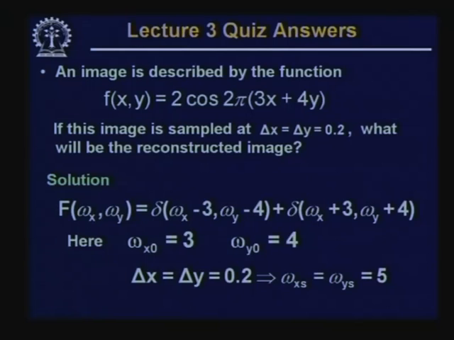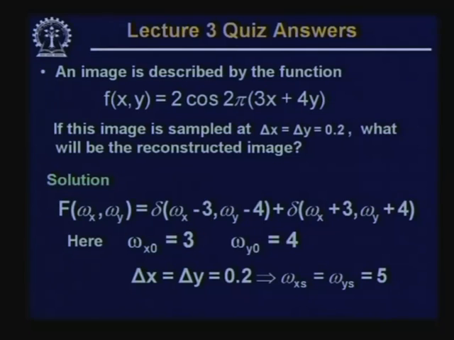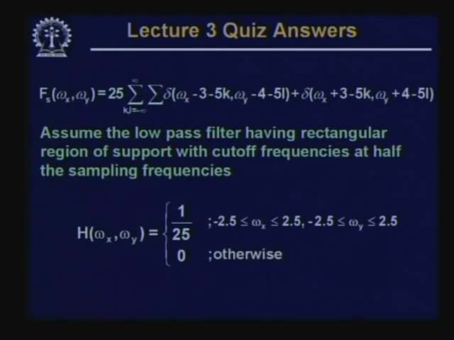And in this particular case, the maximum frequency in the x direction, that is w_x0, is equal to 3, and the maximum frequency in the y direction, that is w_y0, is equal to 4. So, these are the bandwidths of the image in the x direction and y direction. And here the sampling interval has been given as delta x equal to delta y equal to 0.2. So, from this sampling interval, if I calculate the sampling frequencies, you find that the sampling frequency in the x direction, omega_xs, will be the same as omega_ys, the sampling frequency in the y direction, which will be equal to 5. Now, once I have these sampling frequencies, the frequency spectrum of the sampled image will be as given here.